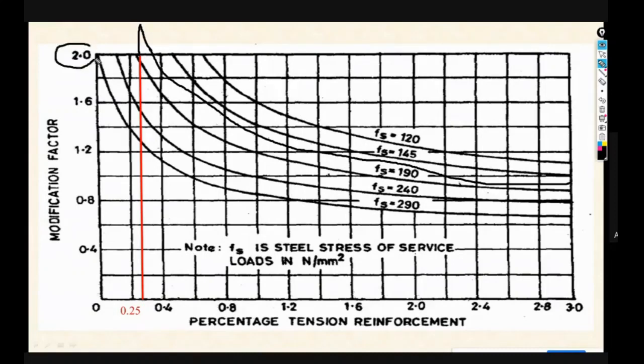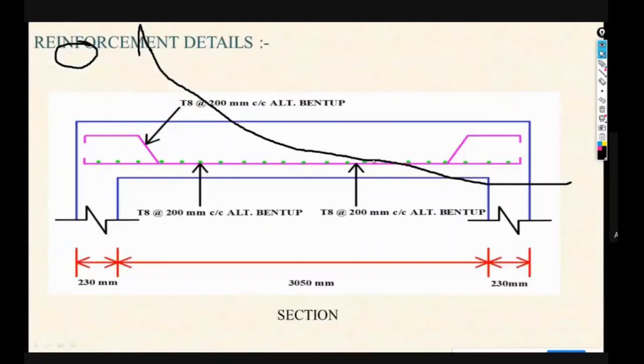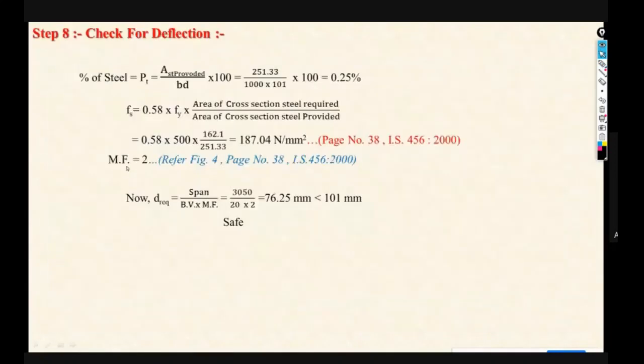So the higher modification factor we will consider, that is 2. Okay, so provide this modification factor of 2 over there. Then calculate depth, span divided by modification factor into basic value, that is 76.25. It is less than provided depth, so it is safe. Means whatever depth you have provided, that depth is safe for the deflection.